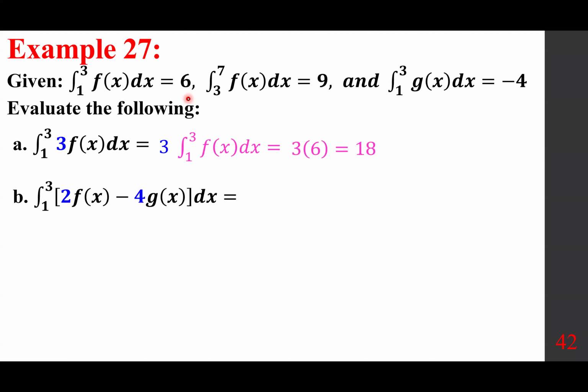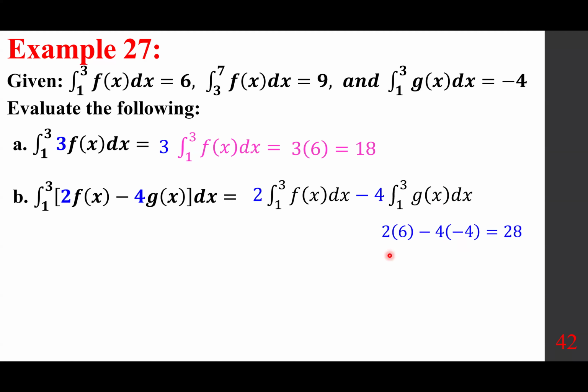What about this? We cut them into two pieces. The integral of 1 to 3, 2f of x minus 4g of x dx. We are going to take the 2 out, we're going to take the negative 4 out, and we're going to write 2 times the integral of 1 to 3 f of x dx minus 4 times the integral of 1 to 3 g of x dx. This one is 6, so 2 times 6. This one is negative 4, so minus 4 times negative 4. And of course, 12 plus 16, 28.